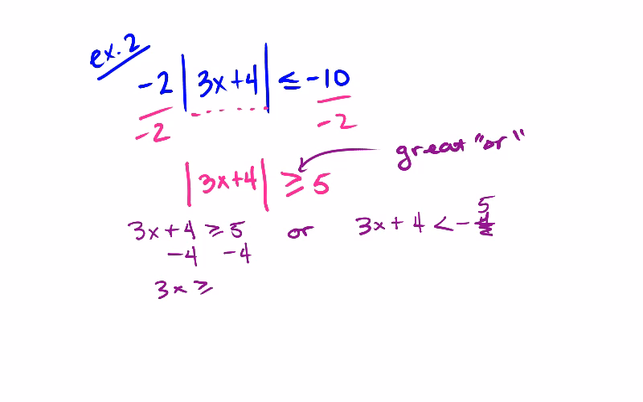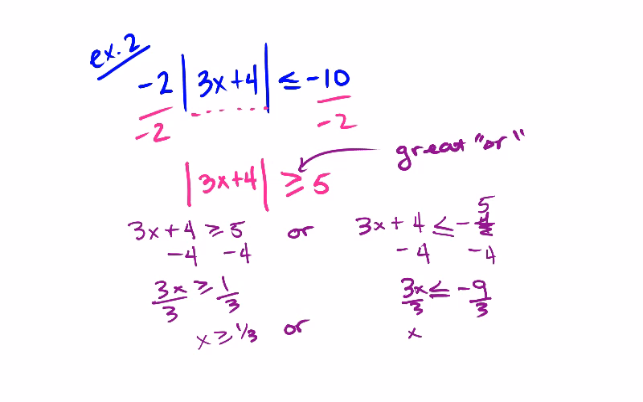Alright, we're going to subtract 4, solve each one as normal. 3x is greater than or equal to 1, and then we'll divide by 3. So x is greater than or equal to 1/3. Or, and we're going to solve this one, subtract 4. And so 3x is less than or equal to negative 9, and then divide by 3. And so x is less than or equal to negative 3. So x is greater than or equal to 1/3, or x is less than or equal to negative 3.